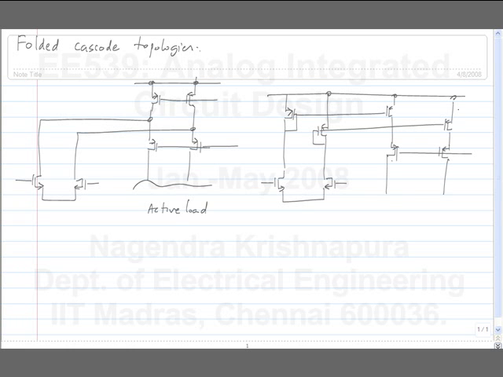The current mirrors are cascoded. These are the current mirrors, this and this. They are cascoded by these two transistors. And then you again have the active load. Okay. So the part because of the active load is the same. So what do you think is the difference?